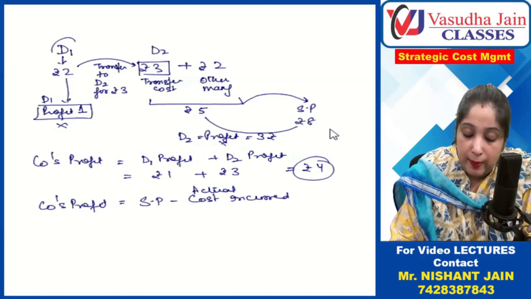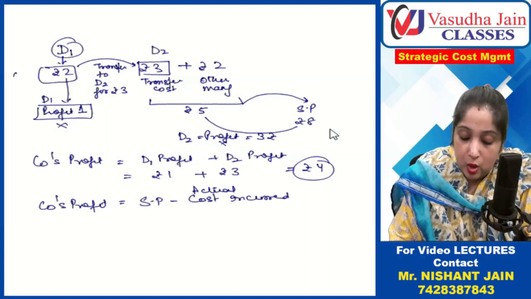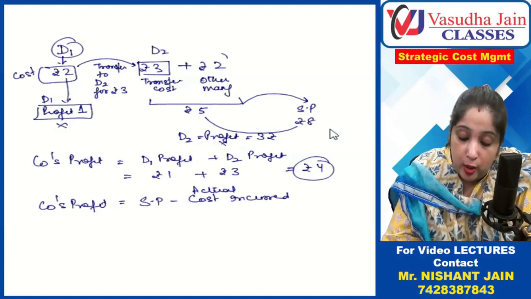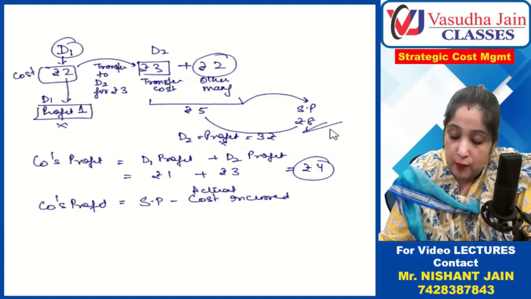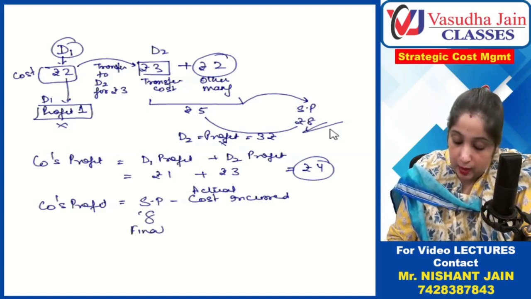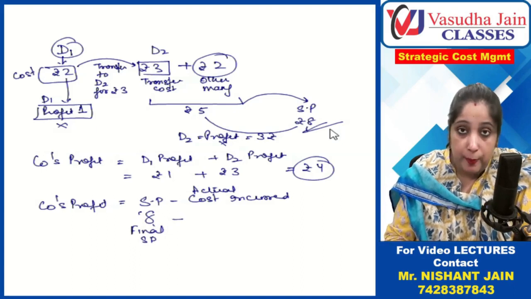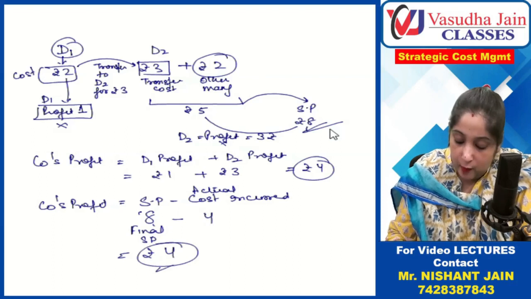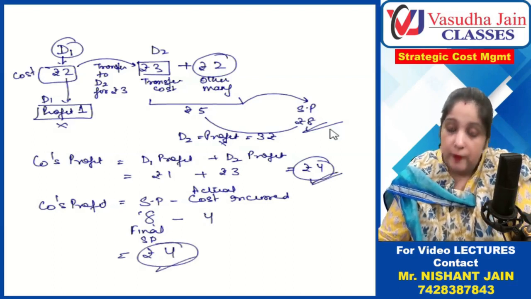Now how much has department 2 incurred? Rupees 2 is the cost. And how much has department 2 incurred from its own pocket? Only 2 rupees. And it has sold for 8 rupees. So 8 rupees is the final selling price. And the cost incurred by both departments, their own cost incurred, is 4 rupees. So again the profit is coming 4 rupees. Here also profit is coming 4 rupees.